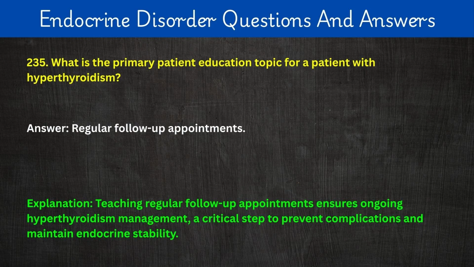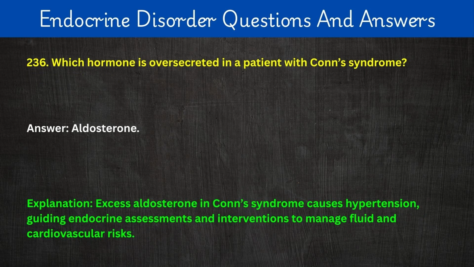235. What is the primary patient education topic for a patient with hyperthyroidism? Answer: regular follow-up appointments. Explanation: teaching regular follow-up appointments ensures ongoing hyperthyroidism management, a critical step to prevent complications and maintain endocrine stability. 236. Which hormone is oversecreted in a patient with Conn syndrome?